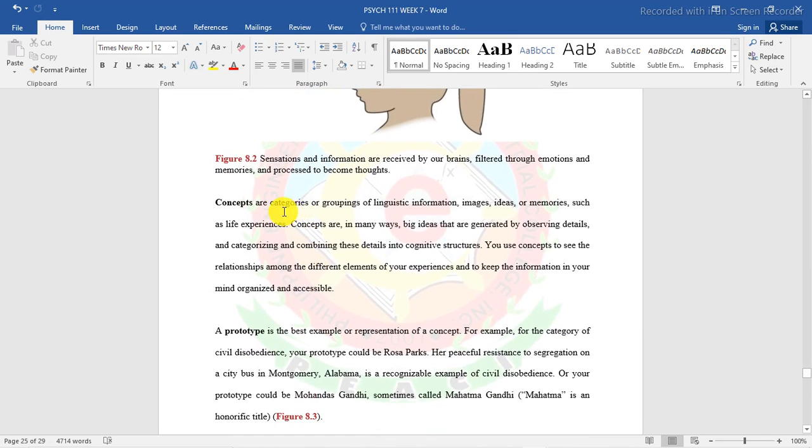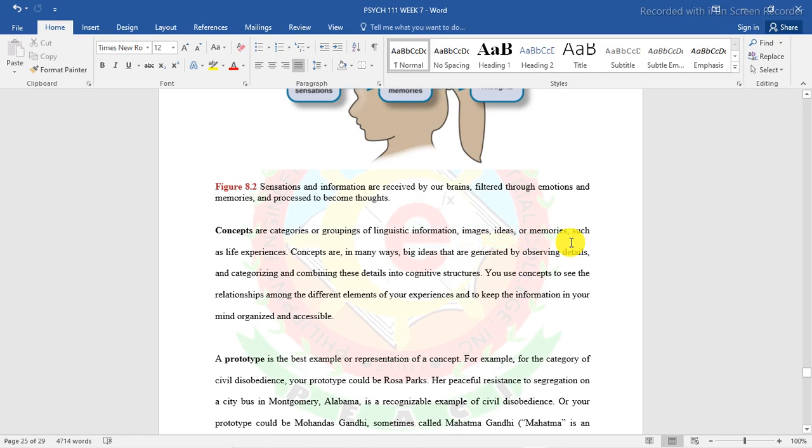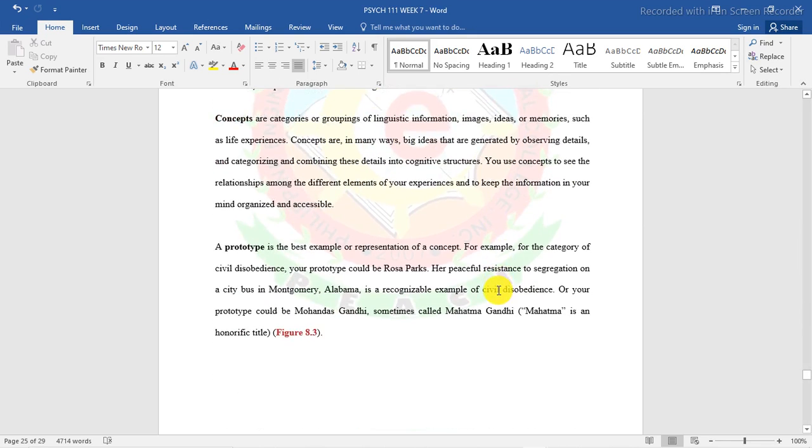Concepts, ano yung concepts? Are categories of grouping linguistic information, ideas, so yung konsepto lang sa mind mo. Konsepto lang. May concept ka ng mabuting tao, may concept ka ng maganda, may concept ka ng success, concept lang. It's just ideas, images lang sa mind mo. Hindi talaga siya concrete. Okay?